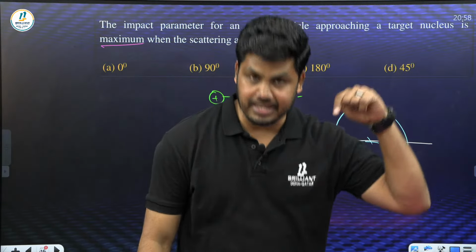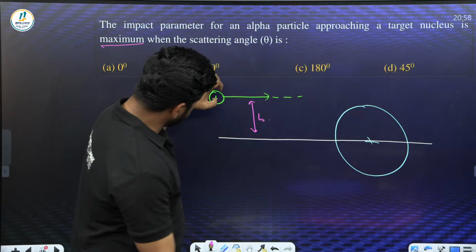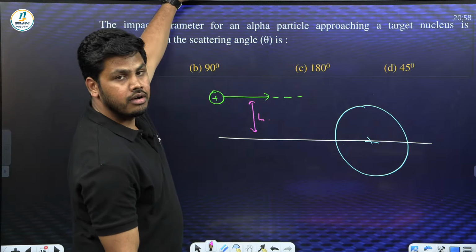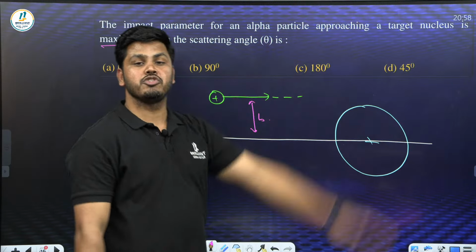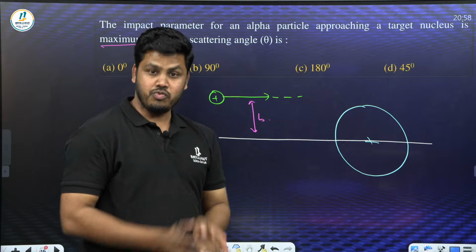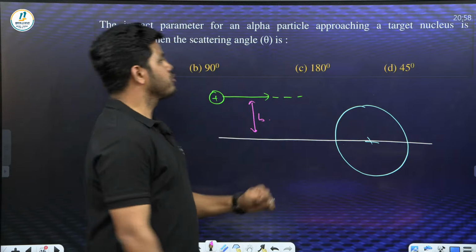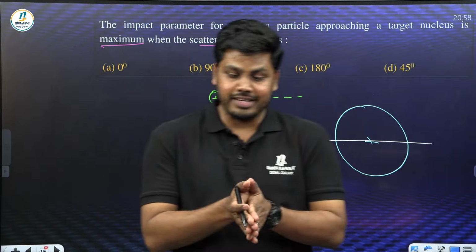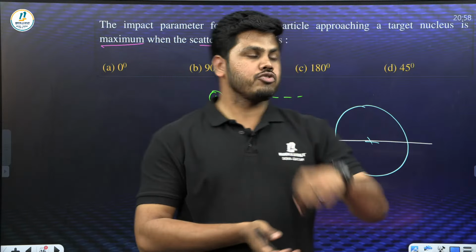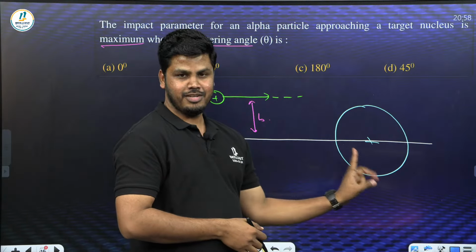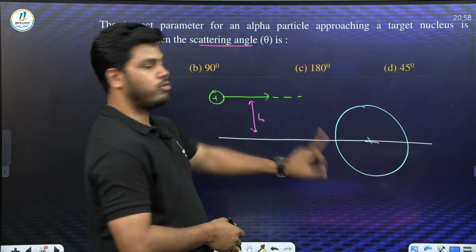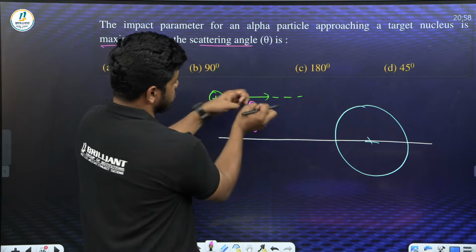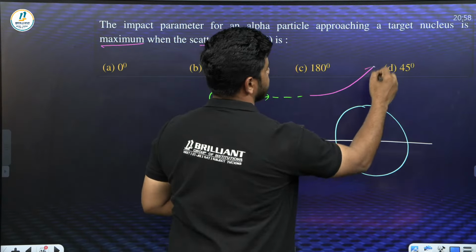Impact parameter is maximum means that particular alpha particle is going along a line which is far away from the nucleus, right? If so, what will be the scattering angle? Why do alpha particles scatter? Because of the repulsive force from the nucleus, right? The nucleus repels the alpha particle, both of them have positive charge. So because of that repulsion, the alpha particle deviates from its path.